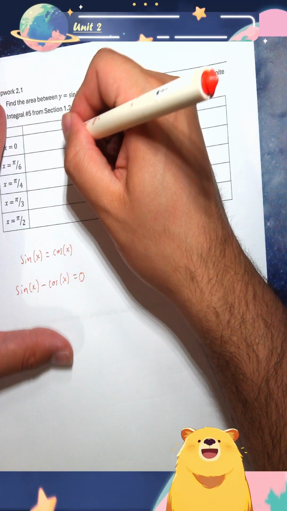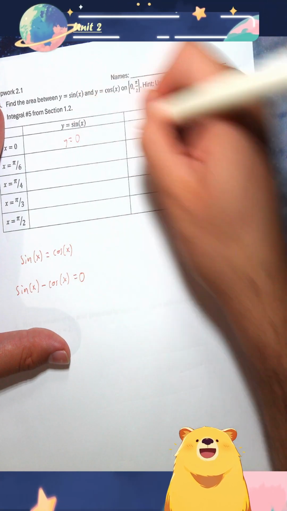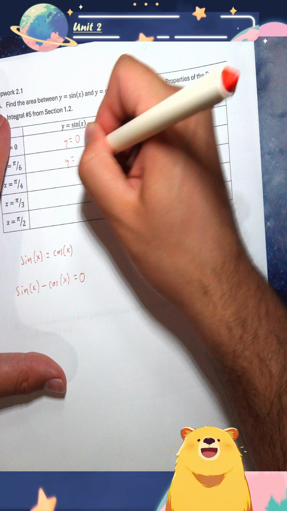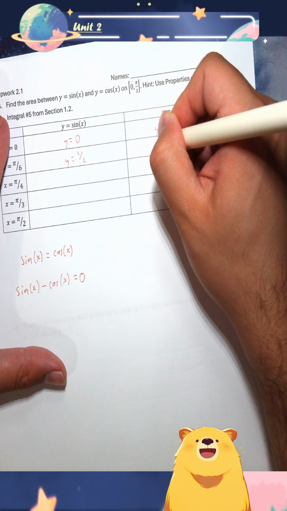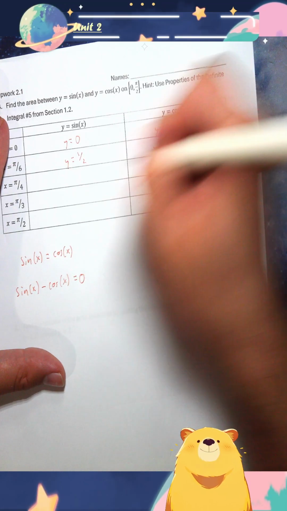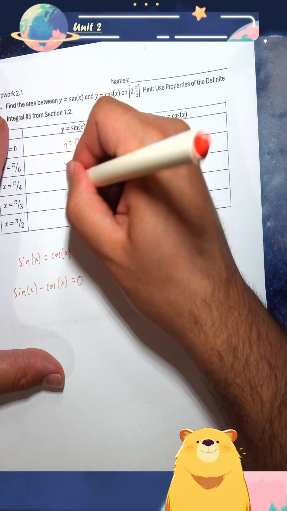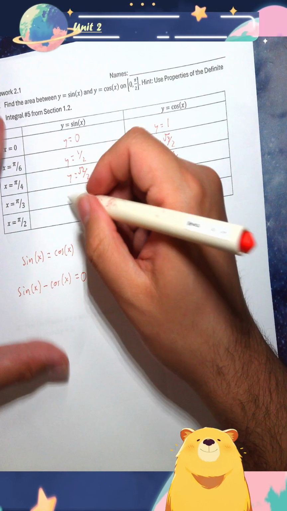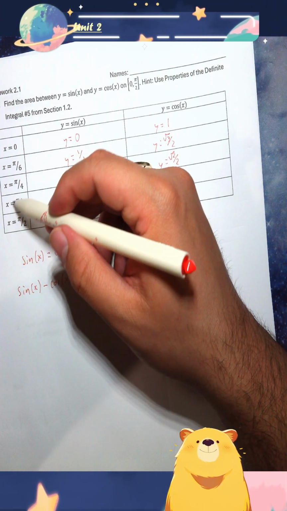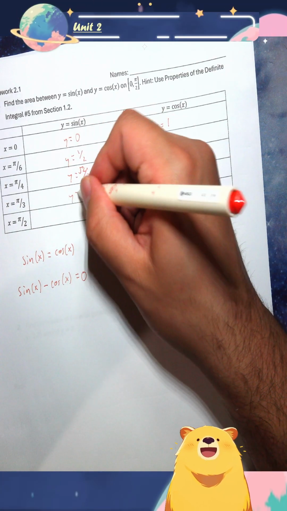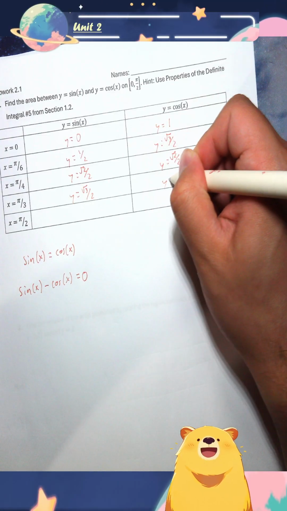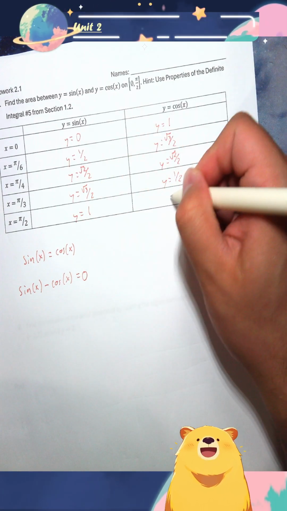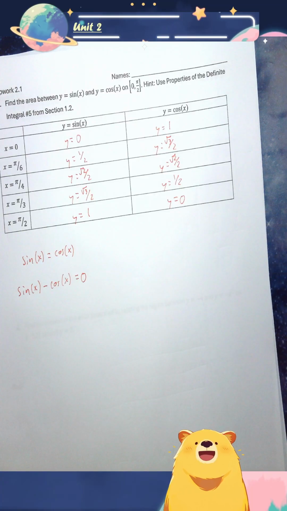When x is 0, this y will be 0 and this y will be 1. When x is pi over 6, this y will be 1 over 2 and this y will be square root of 3 over 2. When x is pi over 4, this is square root of 2 over 2, and this is square root of 2 over 2. When x is pi over 3, this is going to be square root of 3 over 2, and this one's going to be 1 over 2. And when we have pi over 2, this y is 1, and this y is 0.